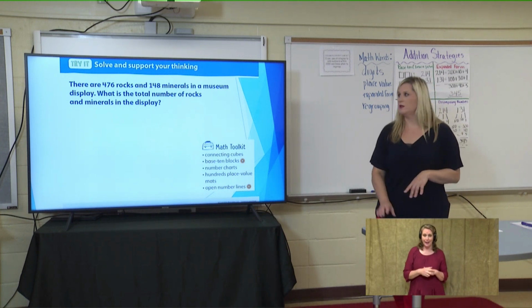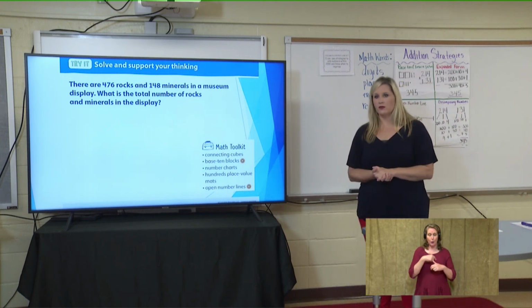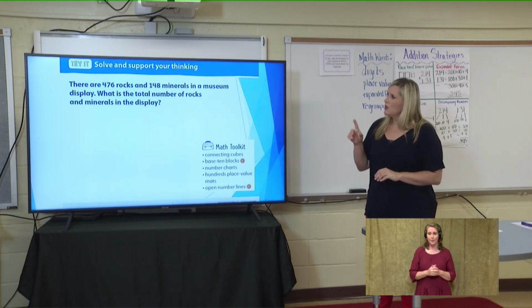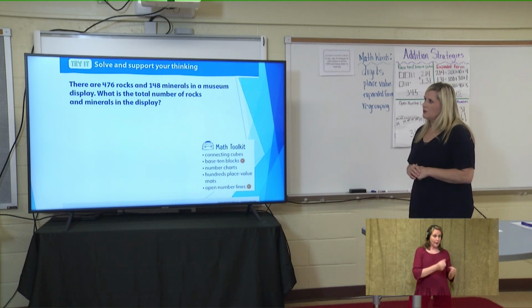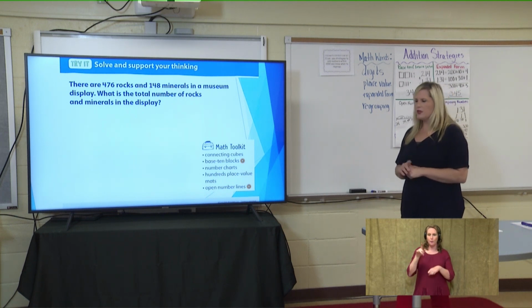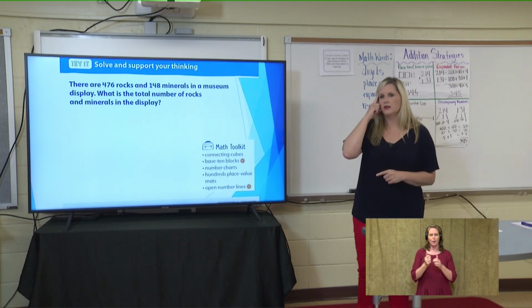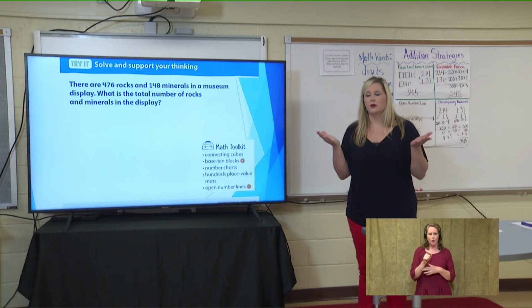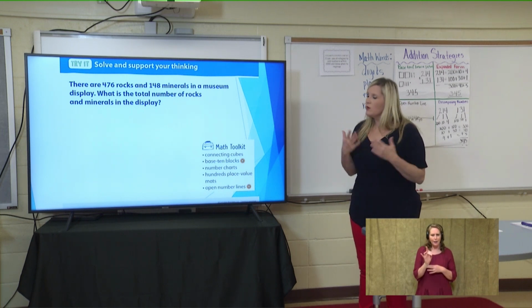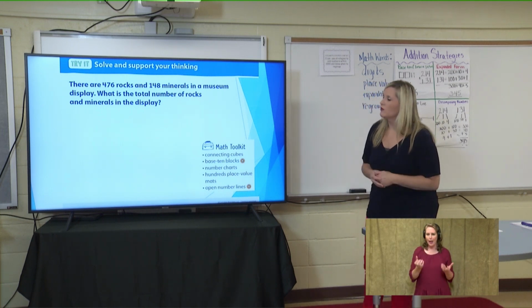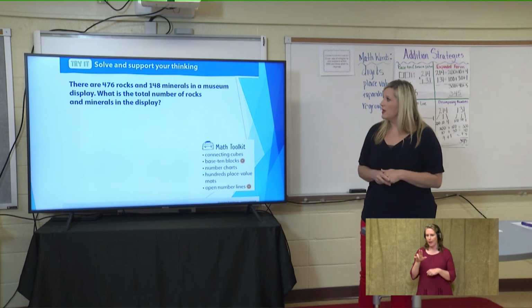So this is going to be the problem that we are going to focus on right now. There are 476 rocks and 148 minerals in a museum display. What is the total number of rocks and minerals in the display? So when we think about this problem, the first thing we need to think about is, what do we need to know? What do we want to find out? We want to find out the total number of rocks and minerals in the display.